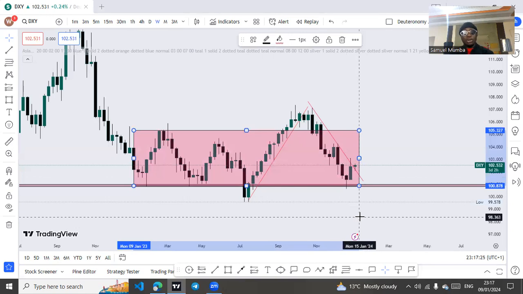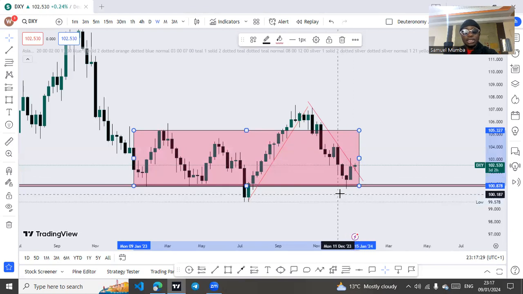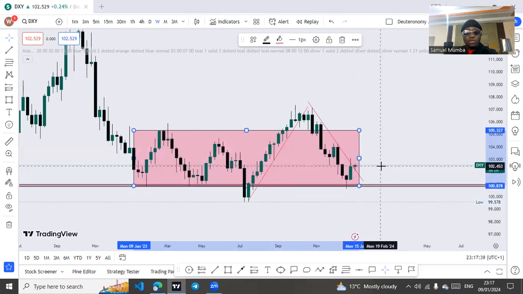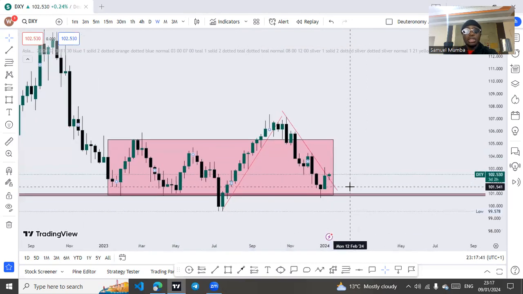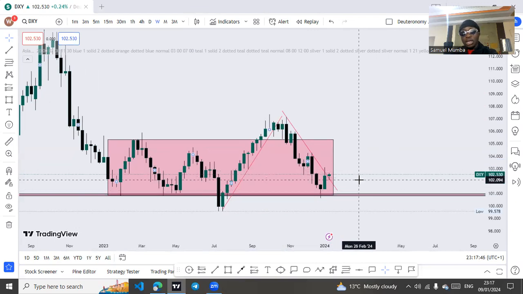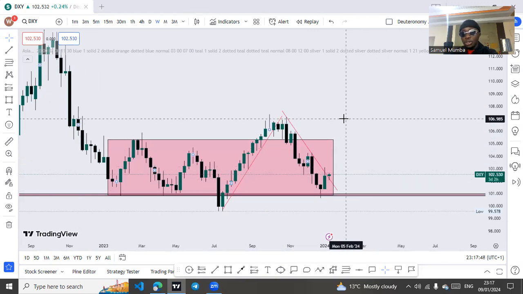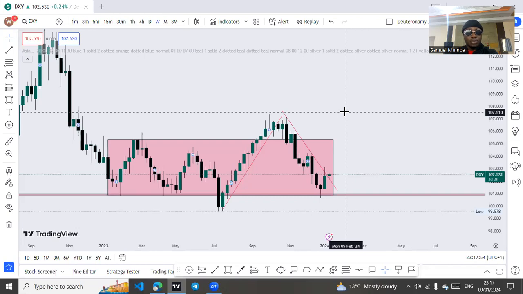So right now, what you can see on the dollar index is that it is at a level that is very, very important right now. So we had this zone here, which is an order block. Then this order block is being respected. So if this order block is being respected, the next stop for DXY right now should be here, which is 107.510. This is where it's supposed to come.